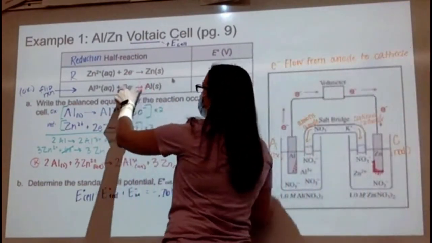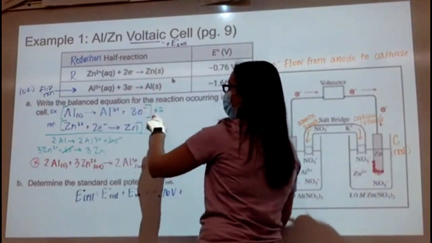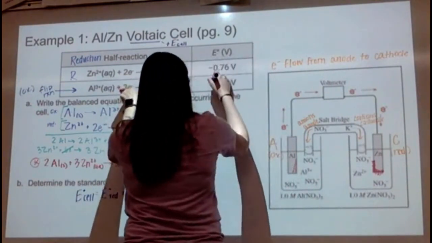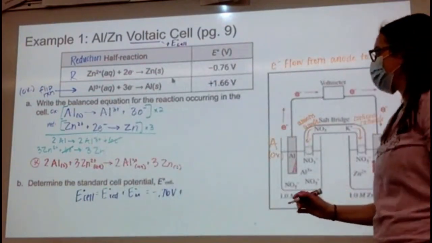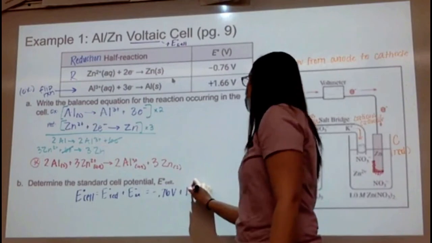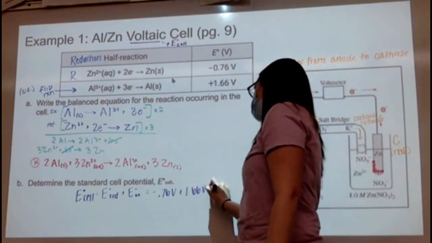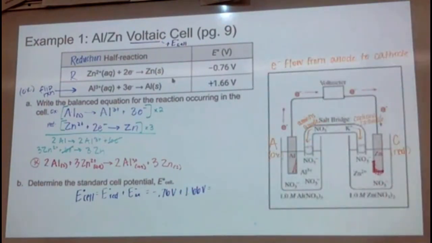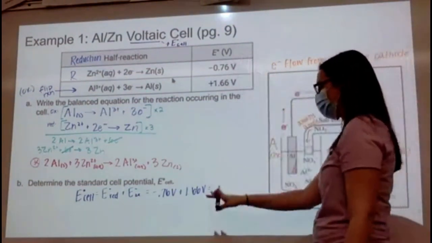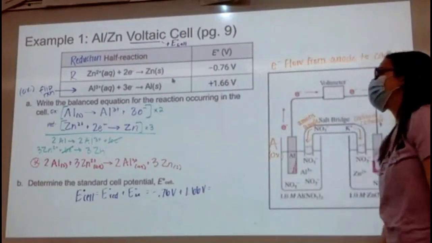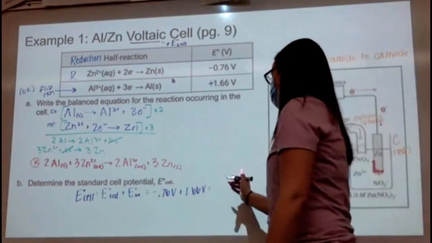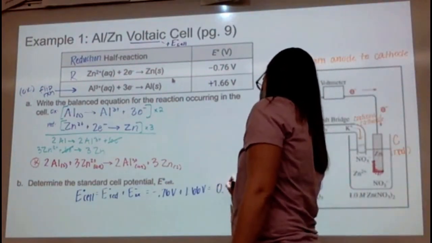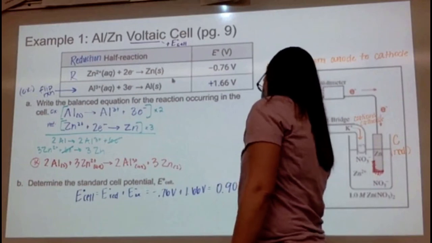Now, because we flipped this half reaction, we flipped the sign. So plus 1.66 volts. So negative 0.76 volts for the reduction half reaction, positive 1.66 volts for the oxidation half reaction because you flip the sign, and then you add them together. You should get 0.90 volts.